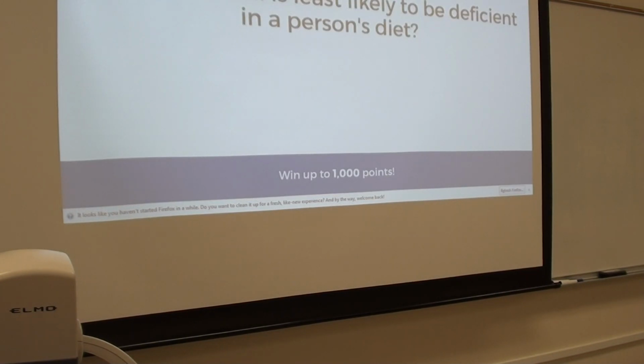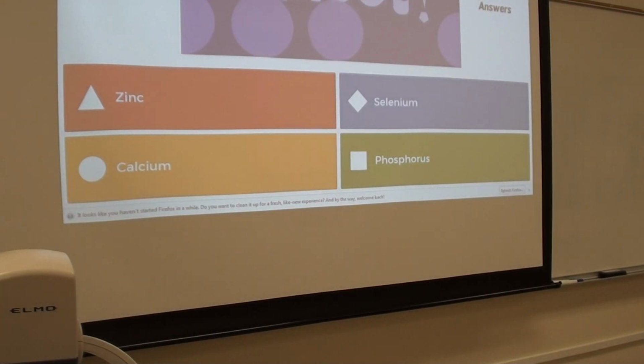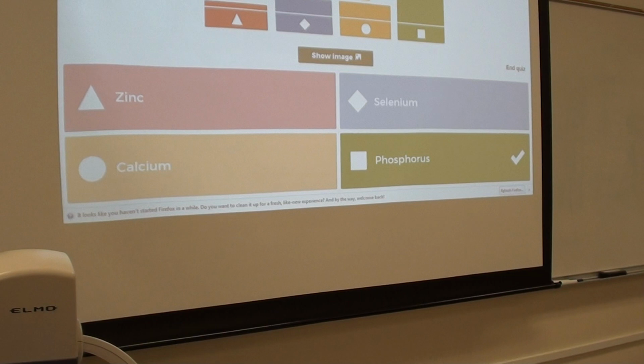Okay, next. Which mineral is least likely to be deficient in a person's diet? Zinc, calcium, selenium, or phosphorus? This came straight out of the quiz. I bet some of y'all remember it from one of the quizzes. So it's phosphorus, right? Zinc deficiency happens quite often, and I saw it a lot in pediatrics.